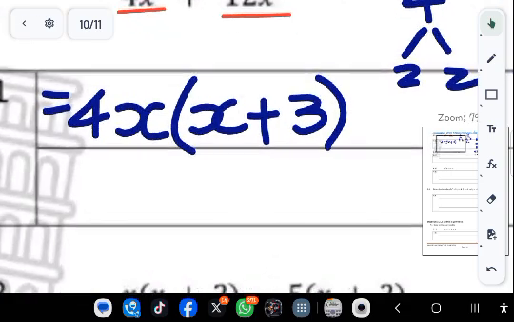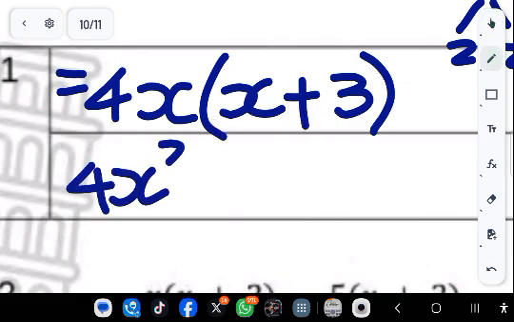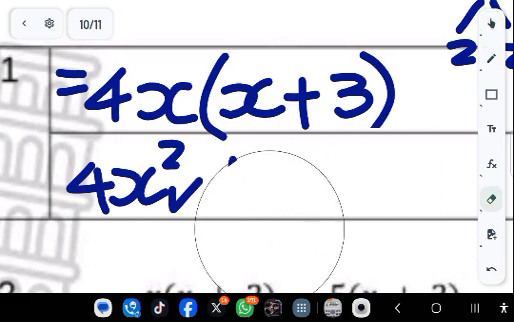Now factorization is the reverse of multiplication, so in order to check your answer you must multiply out. So 4x times x, that's 4x squared, checks out. 4x times 3 is simply 12x. Everything checks out, and that's the correct answer.